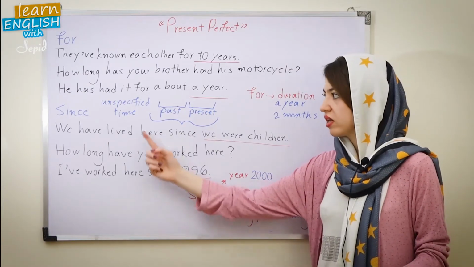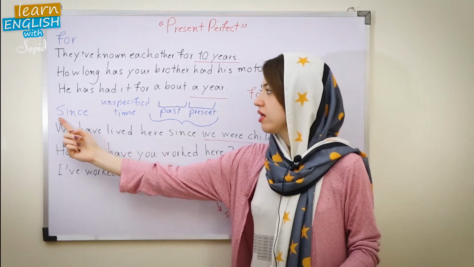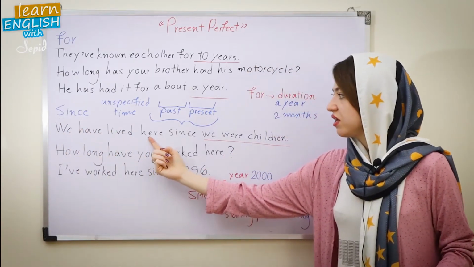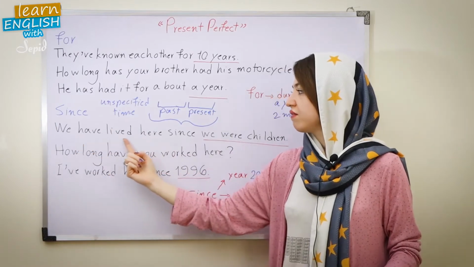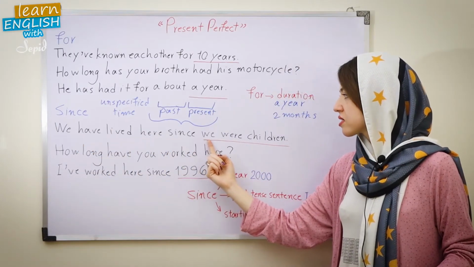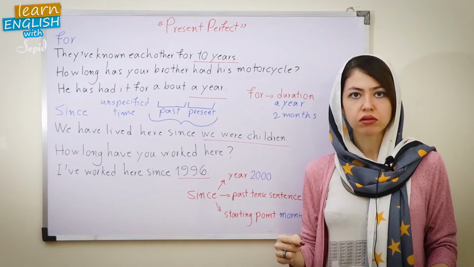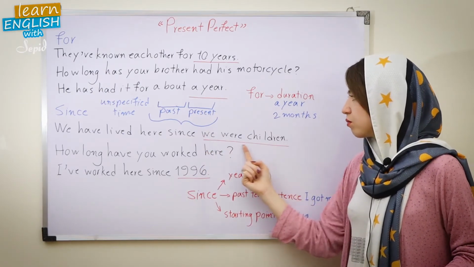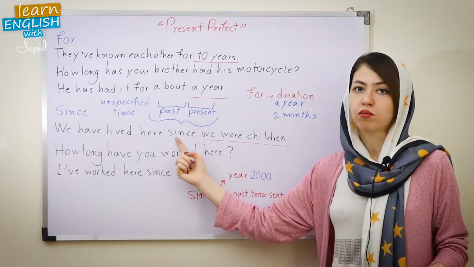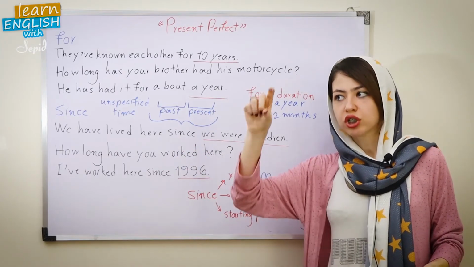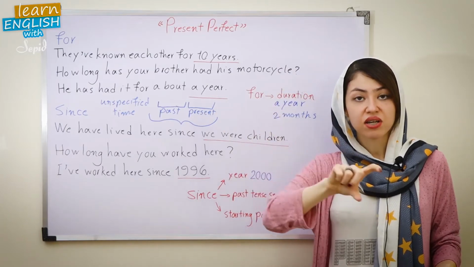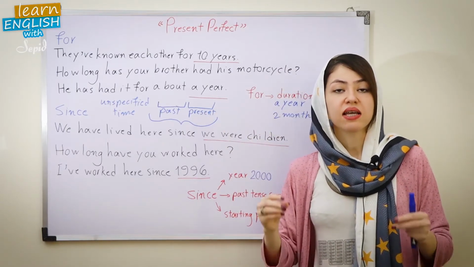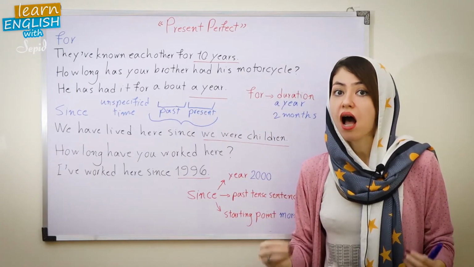Let's just analyze them within the sentences. We have lived here since we were children. So, this shows the past tense sentence, but this shows the time, okay? Since they were children, they have lived here. We understand that it didn't stop, okay?